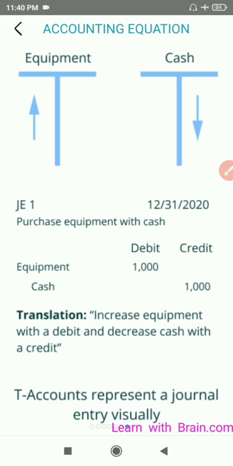It is an outflow from the business. So the cash account decreases. As per the rule, we have credited the cash account. So that is the accounting entry. Purchase equipment with cash. Equipment is debited because equipment is an asset. It increases. That's why we have debited the equipment account. Cash account is also an asset. It decreases. That's why cash account is credited.